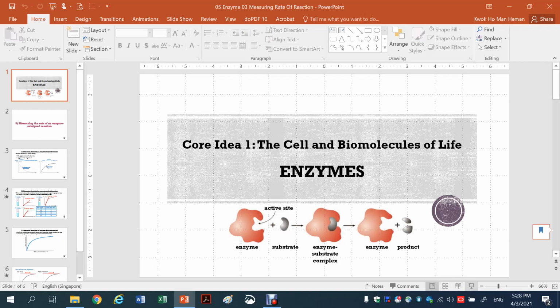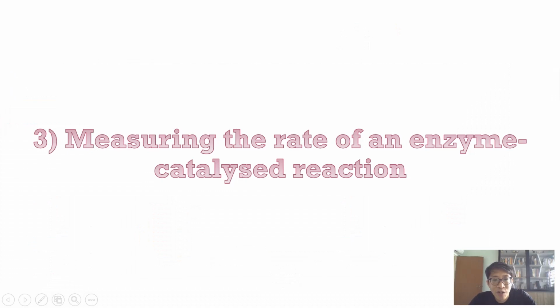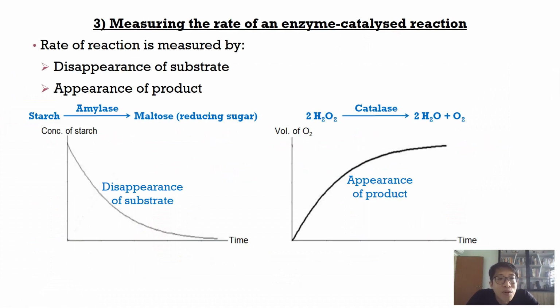Okay, this is the last video for lecture 1. We'll be looking at the measurement of the rate of reaction. The rate of reaction can be measured either by the rate of disappearance of substrate or the rate of appearance of product. Besides these two, there can also be other parameters for measurement.